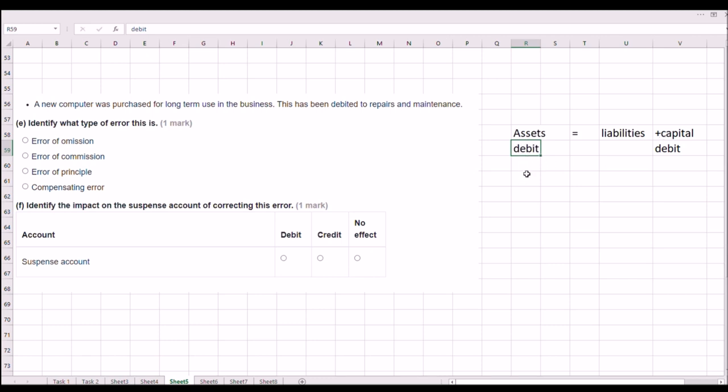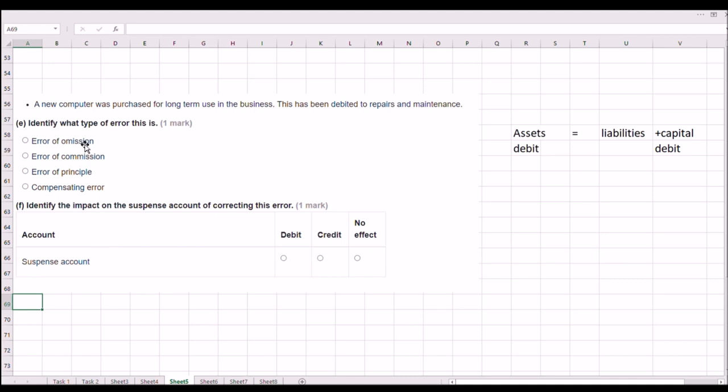If we were in the same thing, so instead of going into the computer, we'd put it into vans, we were still in the assets. So it wouldn't have been a fundamental breach of accounting approach, and it wouldn't have been an error of principle. It would have been an error of commission rather than an error of principle. But this one is an error of principle because we've gone and broken across it, and that's the easy way to find whether it's an error of principle. If it's not an error of principle, it's an error of commission where we're simply posting to the wrong account.